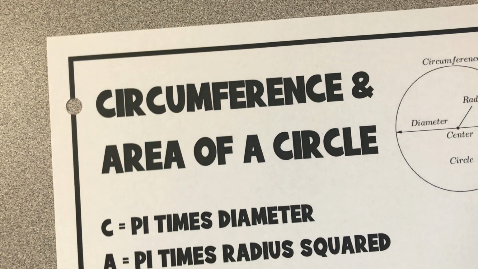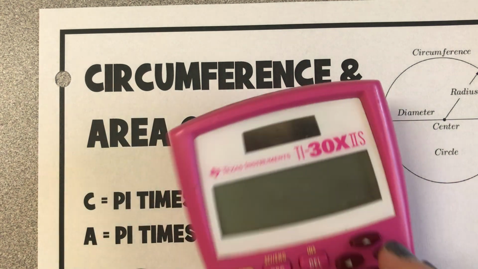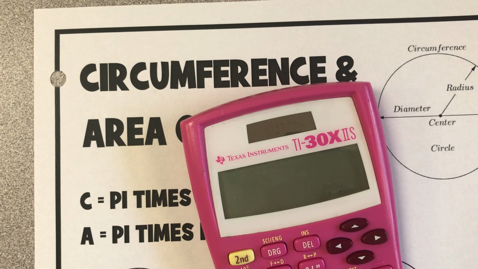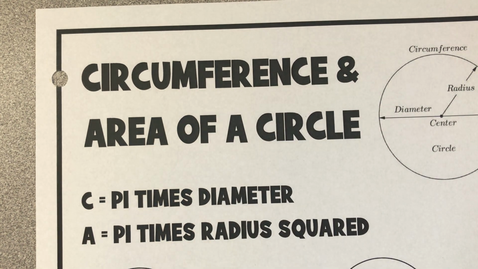Okay, today we're going to talk about circumference and area of a circle. It is so important that you have your calculator. You cannot do these without a calculator, so if you don't have it out, go get it. What we're going to calculate today is the circumference and the area.